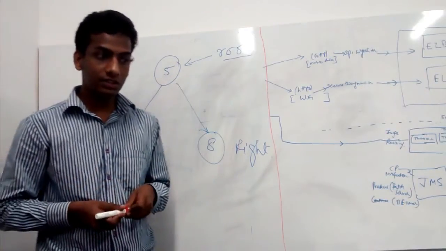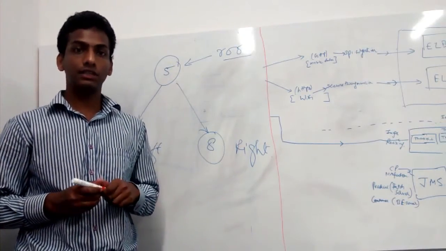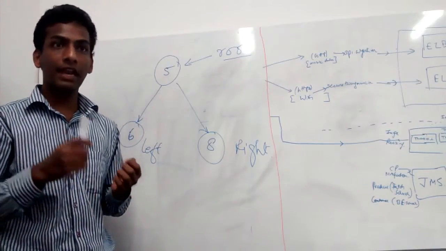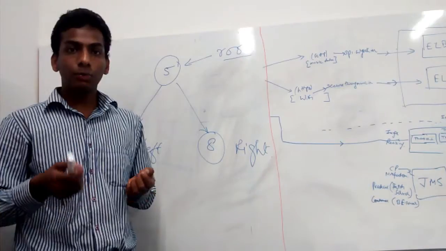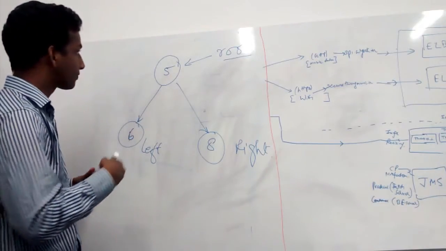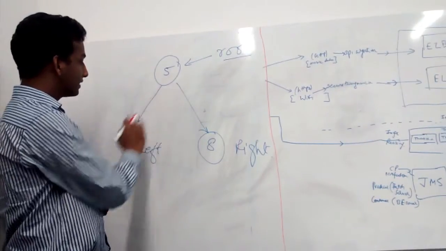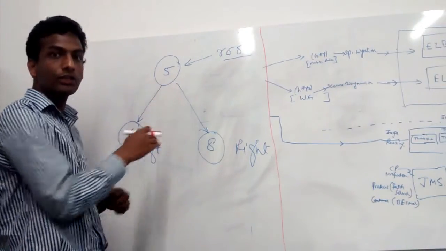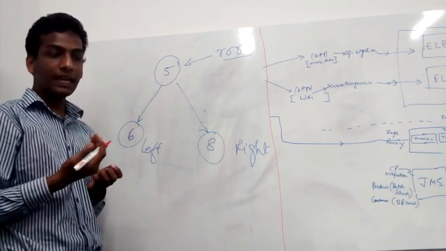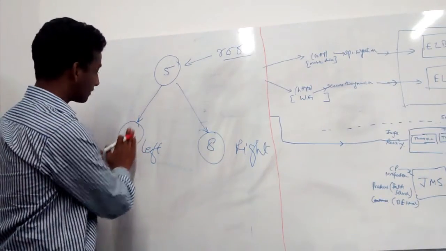What's a binary search tree? A binary search tree is a special kind of binary tree wherein the left child is always smaller than the root and the right child is always greater than the root. So in this case, 6 is greater than 5, so this is not a binary search tree. So what would be an example of a binary search tree?